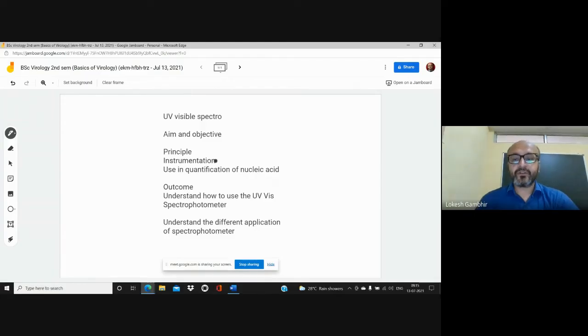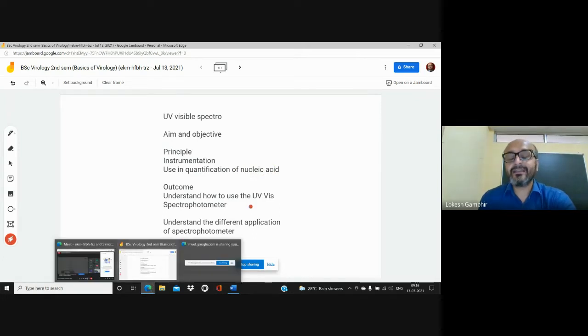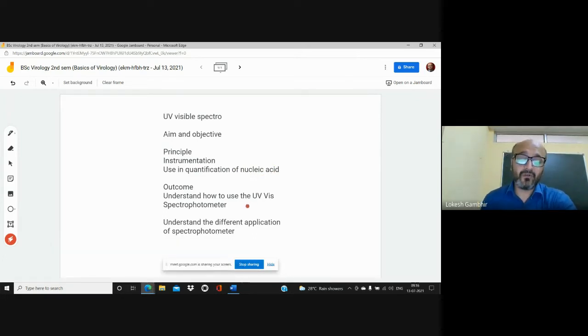So today what we'll be talking about in this particular series, today we'll be focusing on UV visible spectrophotometer. And as I narrated to you, what would be our aim? Our aim for today is to have a clear-cut understanding of the principle, instrumentation and use in terms of nucleic acids only. In terms of nucleic acid, we will not be talking about any scenario where we are talking about determination of protein or anything.